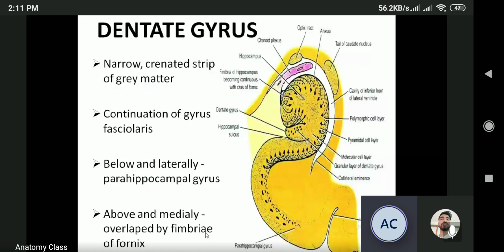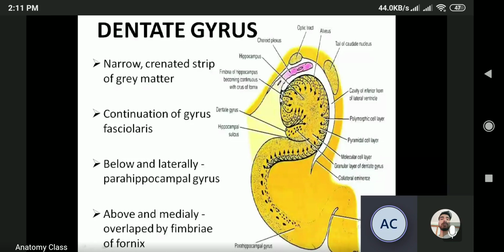Okay, so what is this dentate gyrus? It is here in this section. This is a narrow crenated, which means rounded or blunt, stripe of gray matter, which is actually the continuation of the gyrus fasciolaris. The dentate gyrus is related below and laterally with the parahippocampal gyrus, and above and medially with the fimbria of the fornix, which is clearer from this diagram.